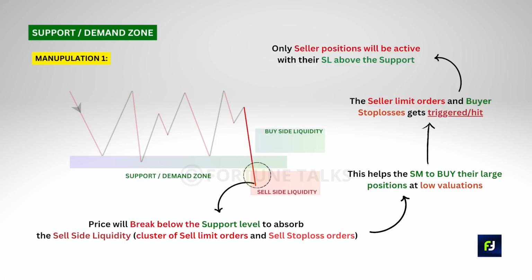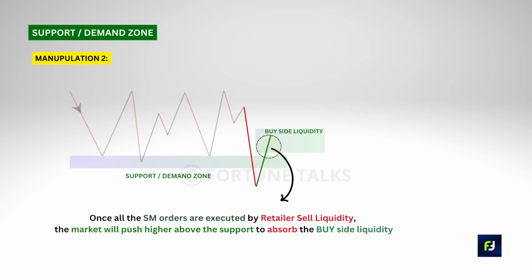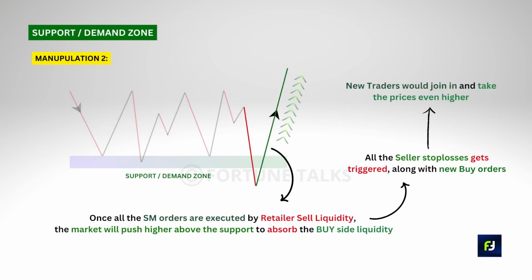Now once all the smart money orders are executed by the retail sell orders which were accumulated below the support, they will push the price higher. And what will happen now? Now all the buy stop orders which were set by the sellers will get triggered, and they will also be out from their trades. This will lead to the market moving higher strongly. This will in turn induce the FOMO traders to start buying, thereby pushing the markets even higher. This is a typical case of false breakout and liquidity grab in the market. And even now, a majority of retail traders are unaware of this smart money trap.